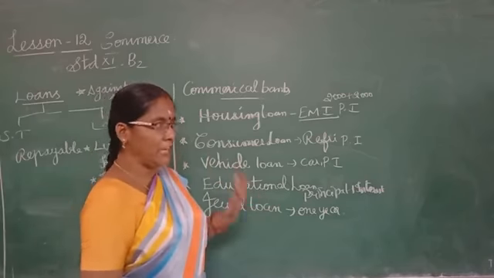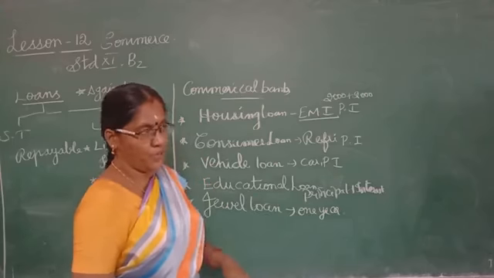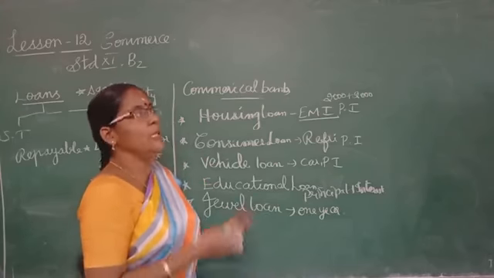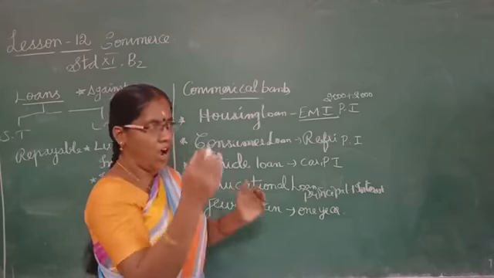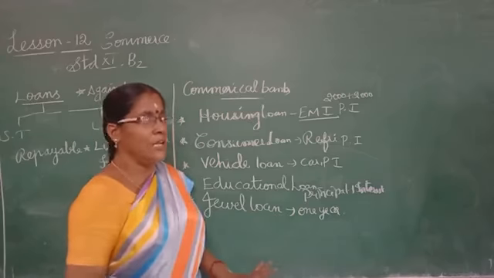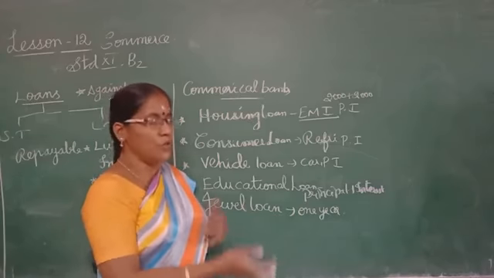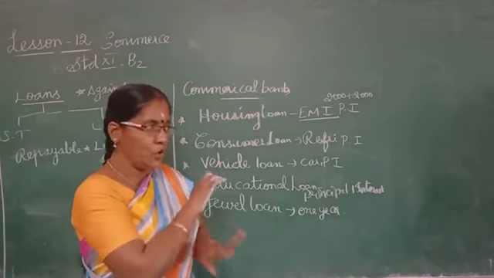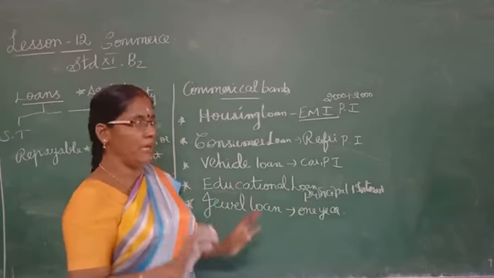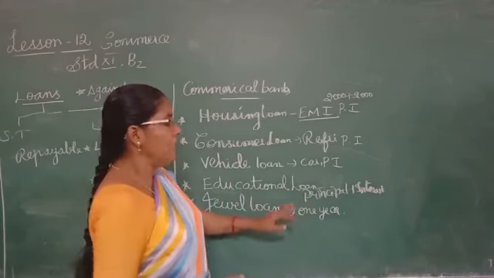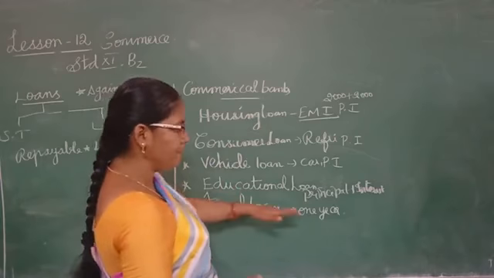Even if we forget to redeem our jewel, what will the bank do? The bank will sell the jewel in the auction to recover their claims. They have given the loan, isn't it? So to get back their claim, they will sell the jewel in the auction. That is called auction.